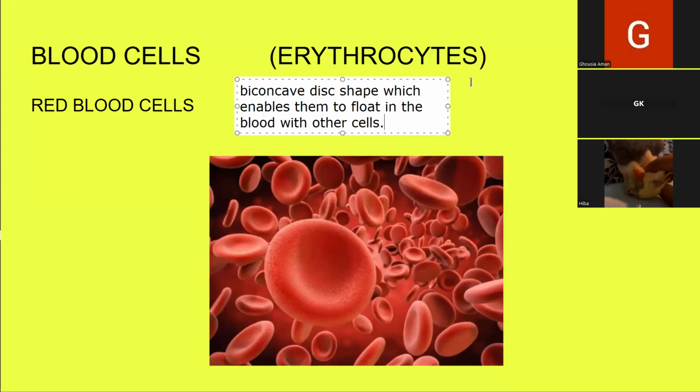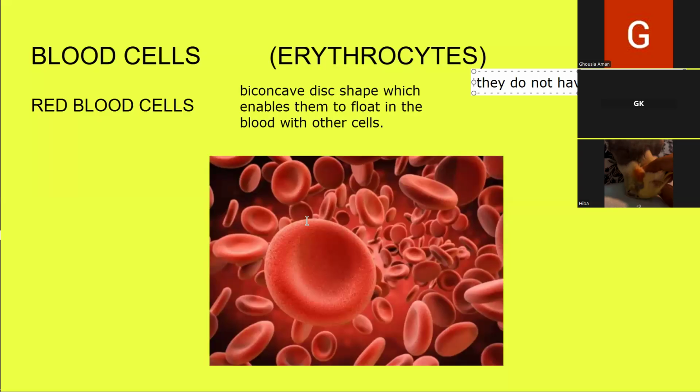Another feature of them is they do not have any nucleus. Is there any cell in the body without nucleus? There is no cell. Without nucleus, there is no life of the cell. What does it mean? They are not really cells. Then what are they? They are small packets of hemoglobin. They do not need any nucleus. They do not have any nucleus.